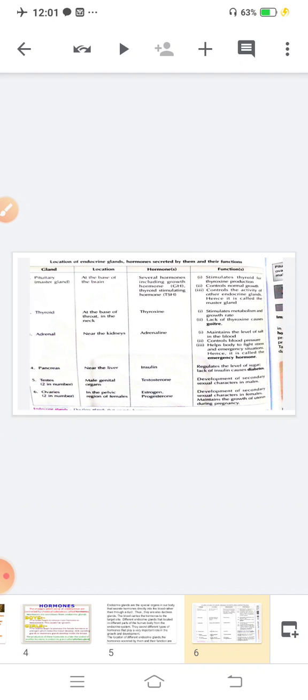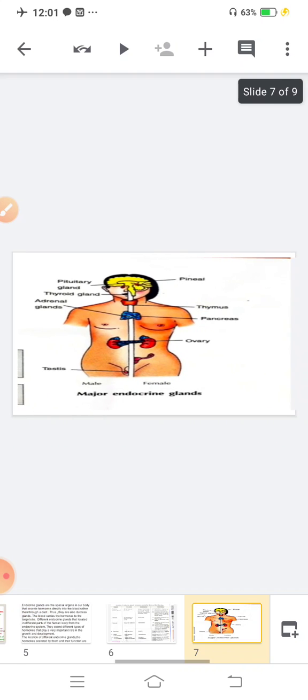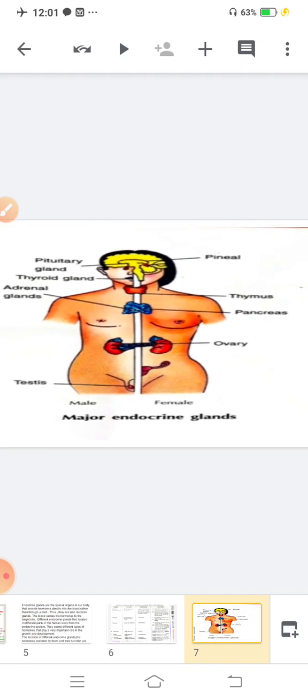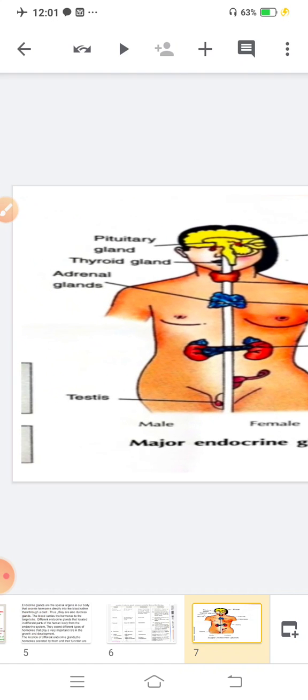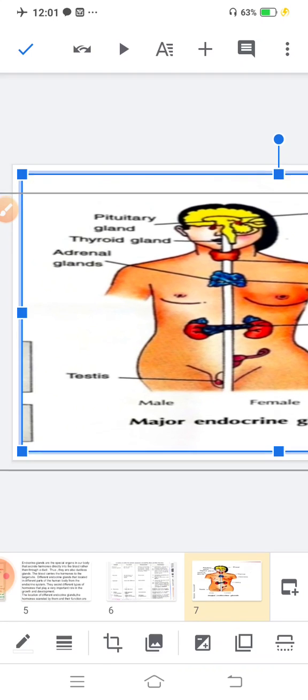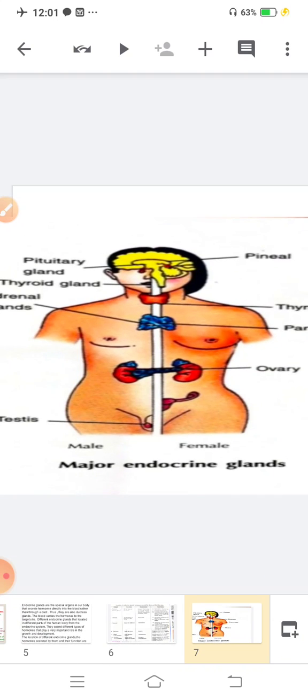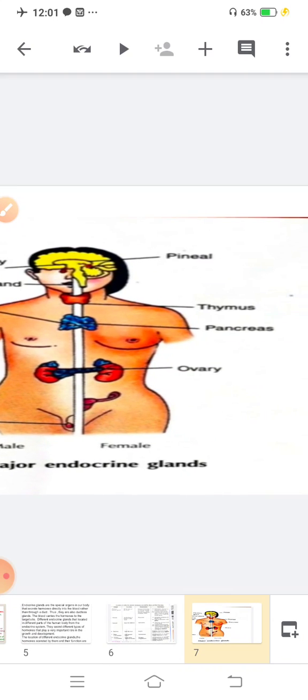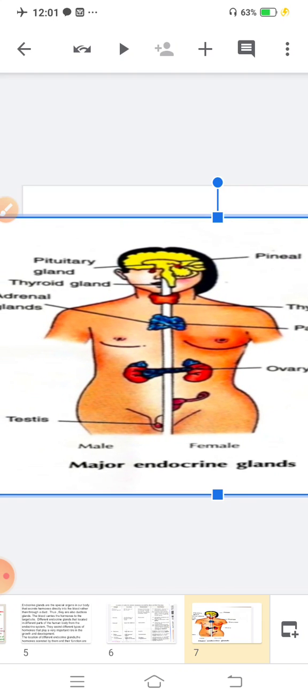In this table, locations are there, hormones are there, and functions are there. Please copy this. Now see, this is a function. See, pituitary gland here, thyroid gland, adrenal gland, testes, ovaries, pancreas, thymus, and pineal. Is this clear?